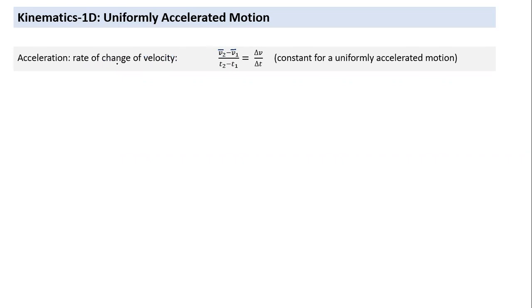Despite the fact it's a vector quantity, the plus minus sign takes care of direction. So acceleration, or rate of change of velocity, is equal to delta v by delta t. And if it is uniformly accelerated motion, this ratio is a constant. That's the definition of uniformly accelerated motion. It means acceleration is not changing with time. It remains constant.